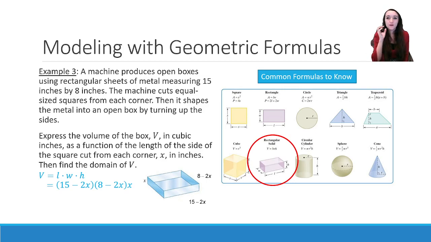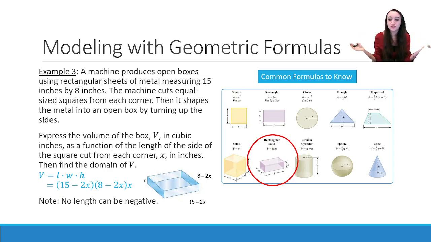But when we put it into a real-world situation, that's where we end up with further domain restriction based on, well, reality. In fact, no length can be negative. In other words, I can't cut away such a large x that one of my sides is negative 2 inches. That wouldn't make any sense. So we have to make sure that all three, the length, the width, and the height, are positive.